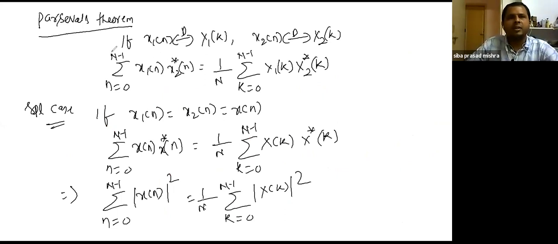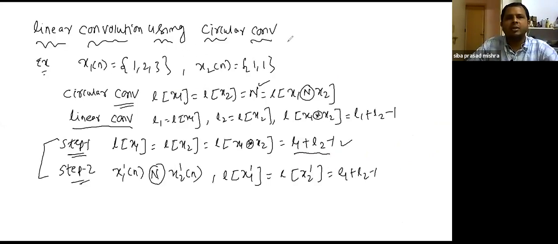We started with linear convolution using circular convolution. You people know how to do it. Just a two step process you have to follow. First, make the length of both sequences equal to the length of the linear convolution. Then perform circular convolution. This is the process to do linear convolution using circular convolution.